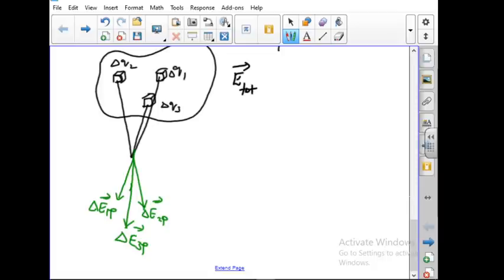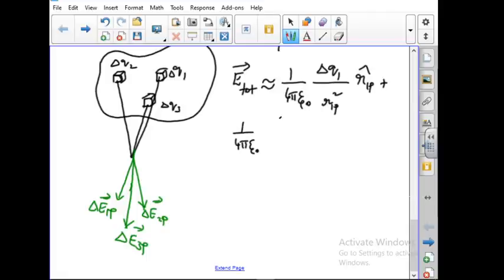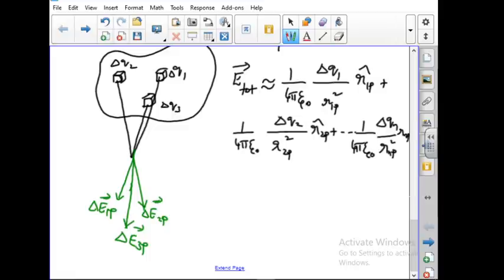E vector is approximately equal to 1 by 4 pi epsilon naught delta q1 by r1p squared into r1p cap, plus 1 by 4 pi epsilon naught delta q2 by r2p squared into r2p cap, plus etc., 1 by 4 pi epsilon naught delta qn by rnp squared into rnp cap.